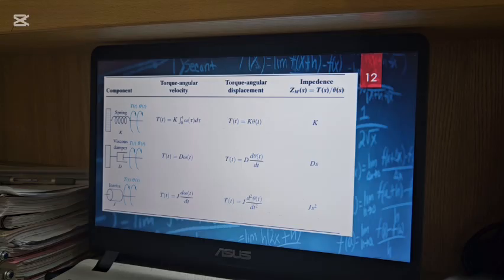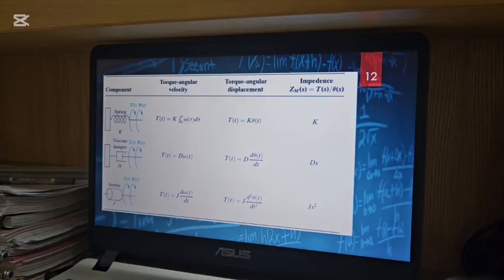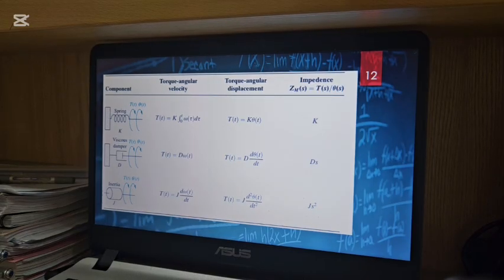And the last one, the inertia. The inertia in the system, which is J: T(t) equal J d omega(t) over dt, and the torque-angular displacement T(t) equal J d squared theta(t) over dt squared, and well known as Js squared. So we will go to an example to make it more clear.